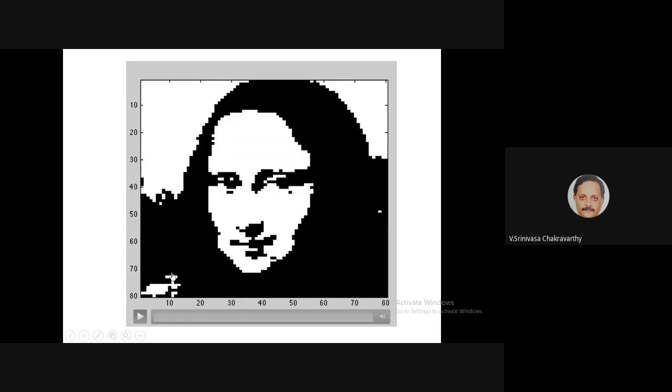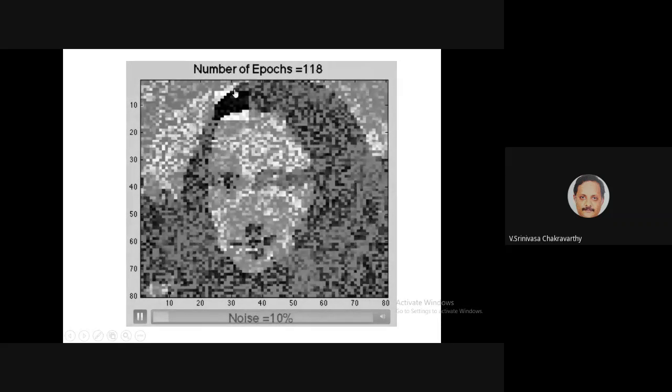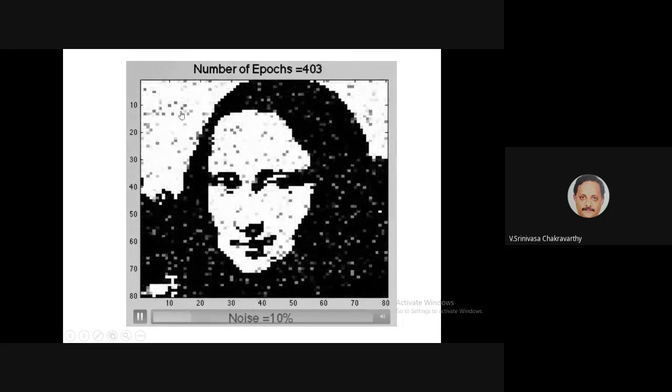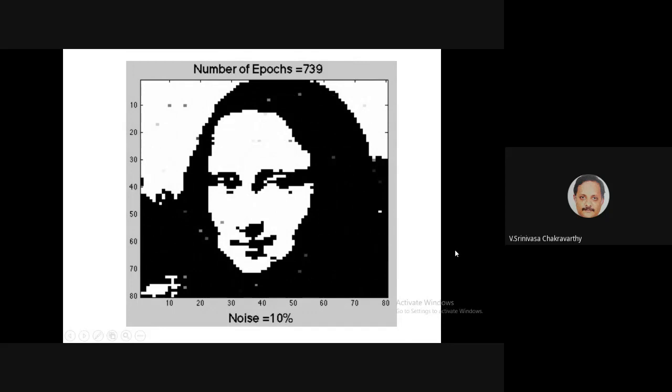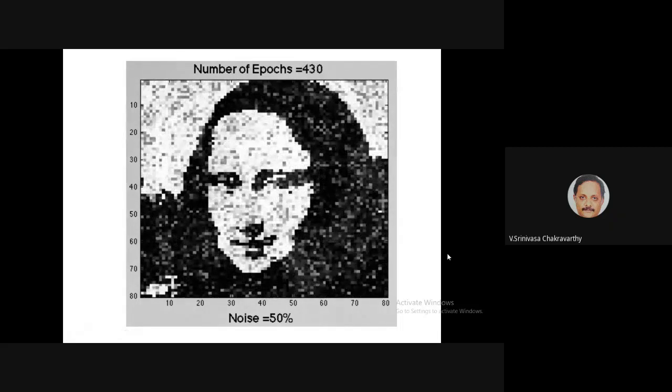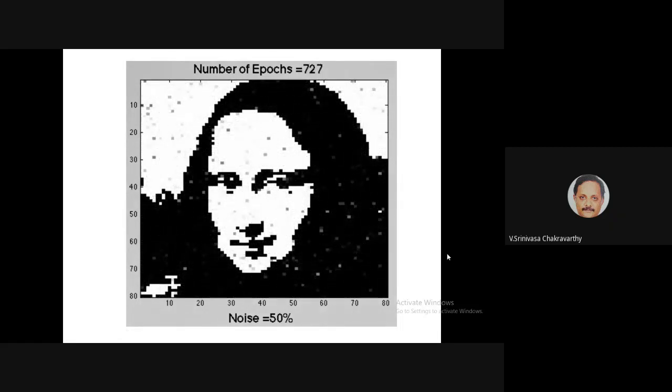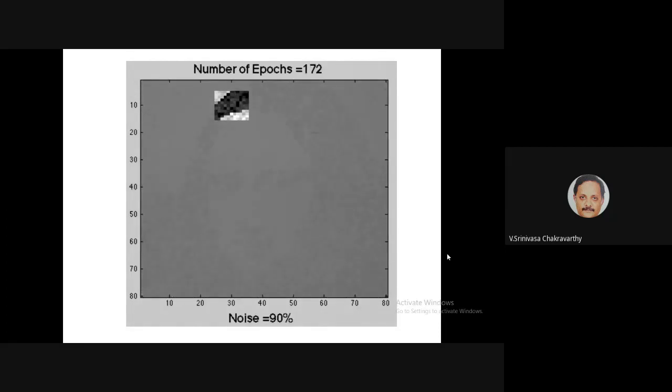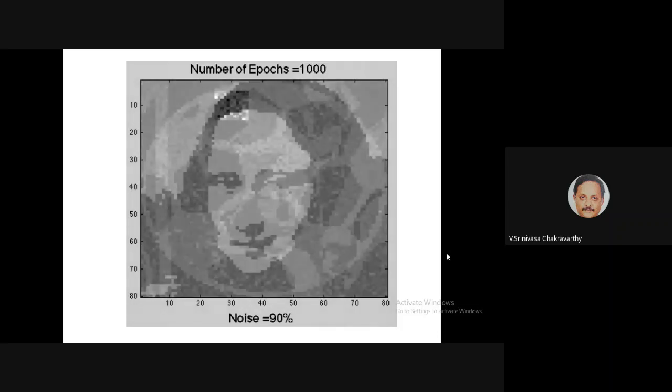Now let us try to retrieve the second image. Here I'm giving some part of the forehead of Mona Lisa. It's able to retrieve very well even with 10% noise. Same thing with 50% noise, it's able to retrieve very well. As you add more noise, it takes longer to retrieve. You can still see the outline of Mona Lisa. I think the other pattern stored is a football, if I remember right. You can see the outline of a football getting superimposed on Mona Lisa. It's not able to retrieve because so many weights are gone, so it is getting confused.